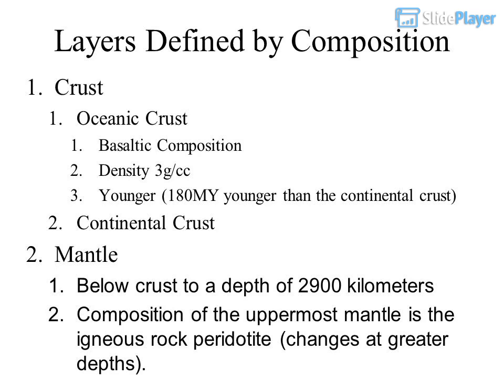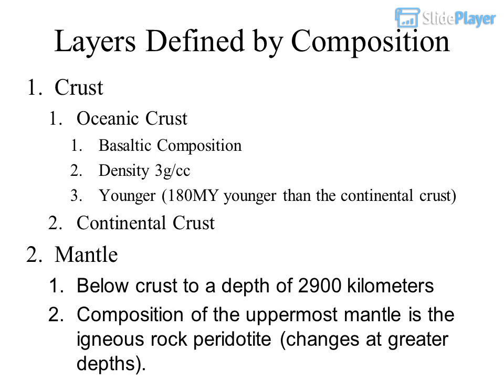Crust. Oceanic crust. Basaltic composition. Density 3 grams/cc. Younger, 180 million years younger than the continental crust. Continental crust. Mantle. Below crust to a depth of 2,900 kilometers. Composition of the uppermost mantle is the igneous rock peridotite.